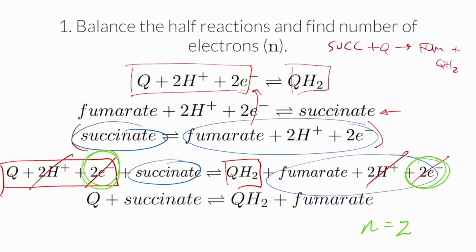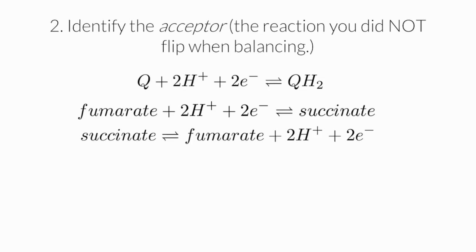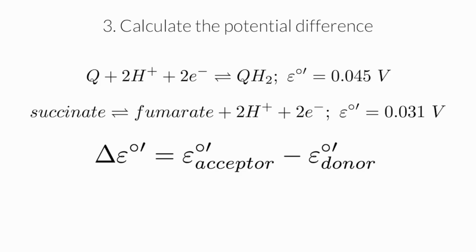Step 2 is going to be to identify the acceptor, which is the reaction we did not flip when balancing. So this right here was flipped. This was not. So this is our acceptor. Our electrons are going here. And this is our donor. Right? We didn't have to flip the acceptor. We did have to flip the donor. So now we've got our acceptor and our donor. Okay, so we balanced our reactions to find our N, which was 2. We just looked at that and said we flipped one of them over. That's our donor. Now we can calculate the potential difference.